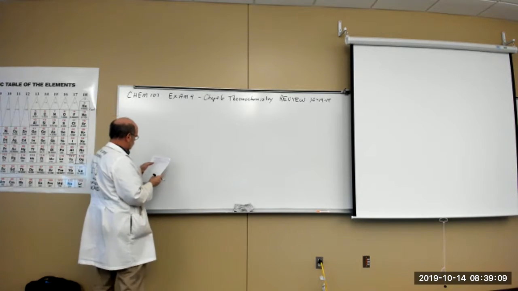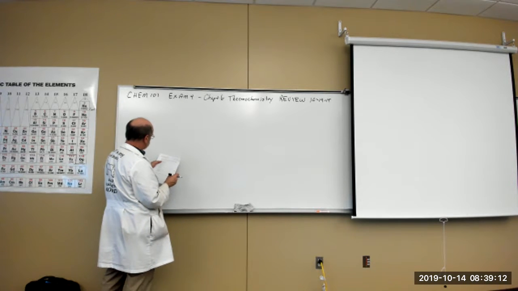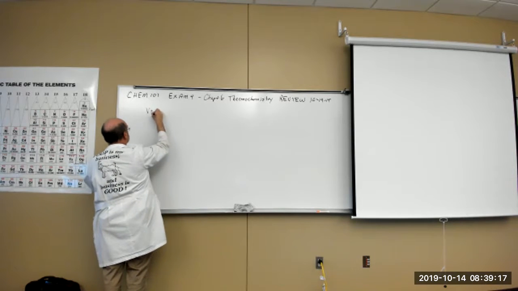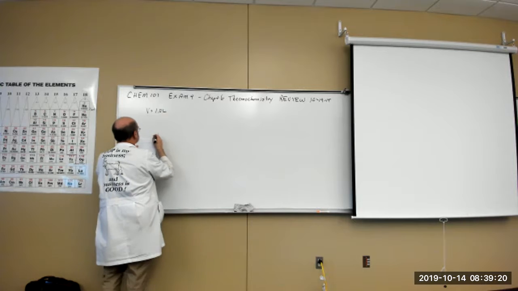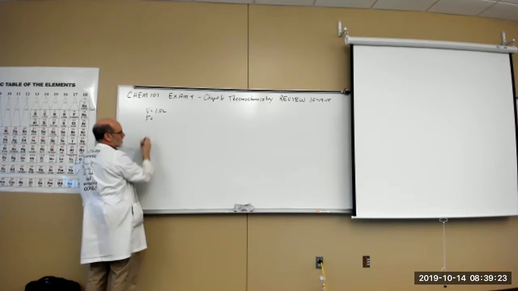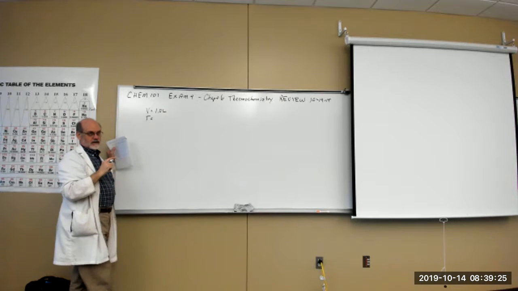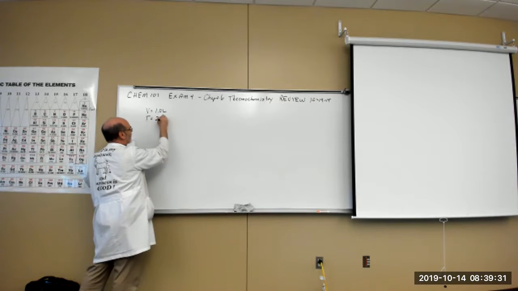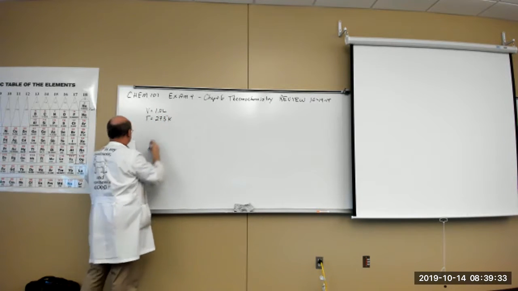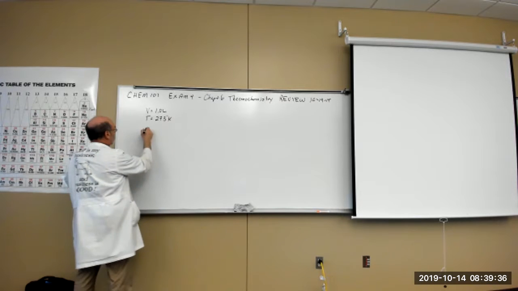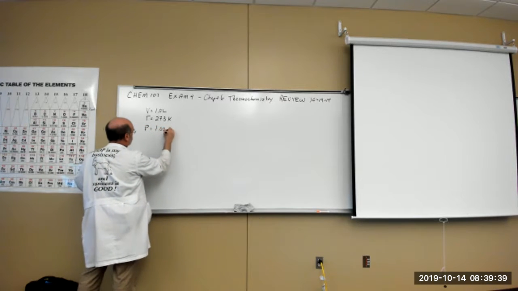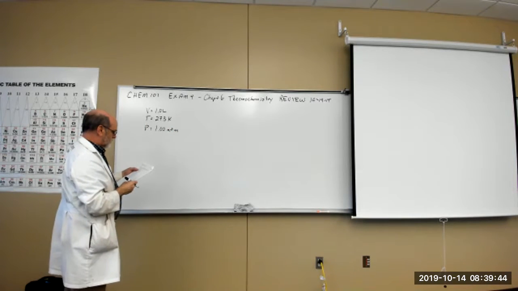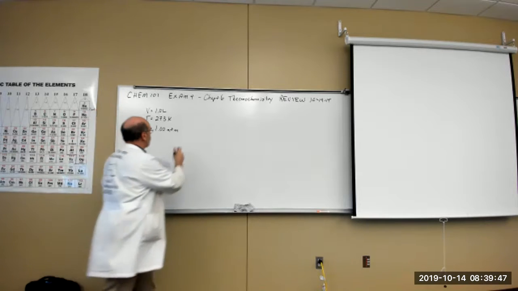Okay, these are the conditions. A gas in a 1 liter bulb at standard temperature and pressure. So the volume of the gas is 1 liter. What's standard temperature for a gas? 273, 0 degrees centigrade. And standard pressure is 1 atmosphere. Okay, so those are the conditions that are given. Now we have questions.